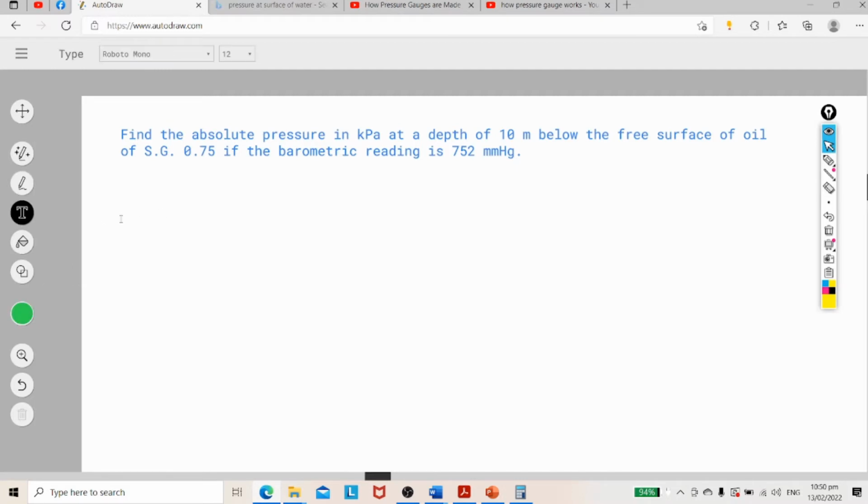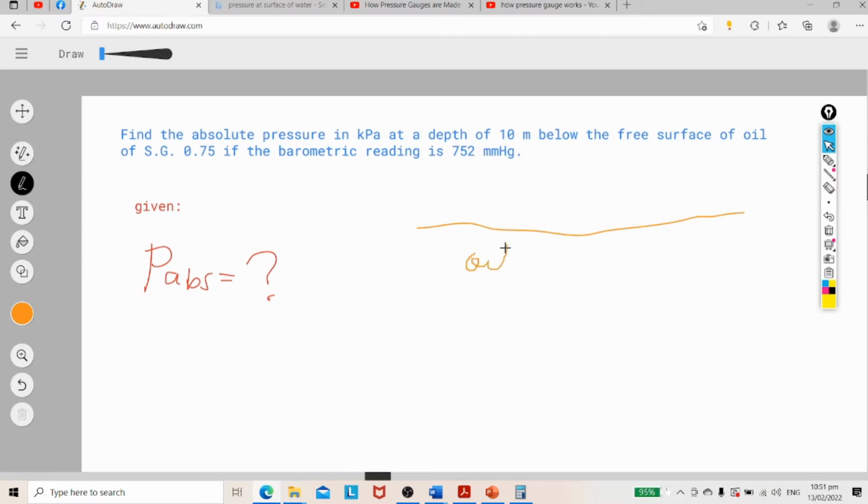So meron tayong given. Gusto ko red, okay? So, the absolute pressure ang hinahanap. So, isulat ko na muna. The absolute pressure is equal to what? At a depth of 10 meter below the free surface. Okay, so meron pala tayong given na surface, liquid, which is oil, at a depth of 10 meters. So, ido-draw ko din yung boundary niya. So, ito daw yung 10 meter. Kasi ito yung surface of the oil, di ba? So, meron tayong 10 meter na given.